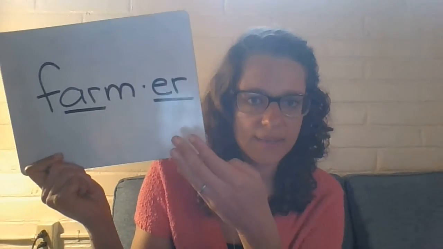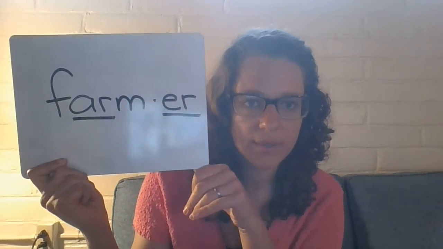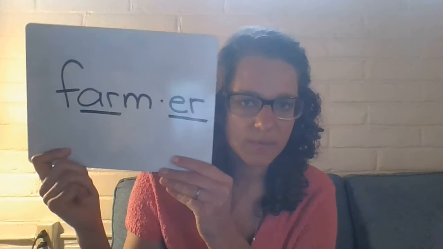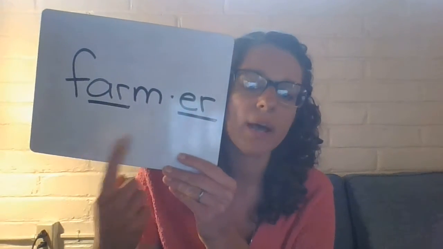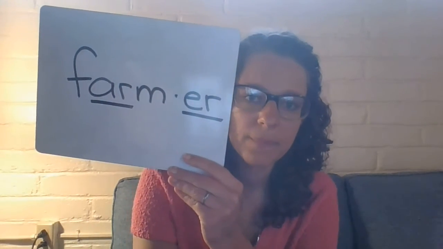So let's write the word farmer, the noun that means the person who farms. Farmer. All right, so farm, our base word, is our first syllable, and then the er of her is our second syllable. Go ahead and write that and mark it, and then you can check your work. All right, this is what our farmer should look like. So if yours looks like this, great job. If not, go ahead and fix it.